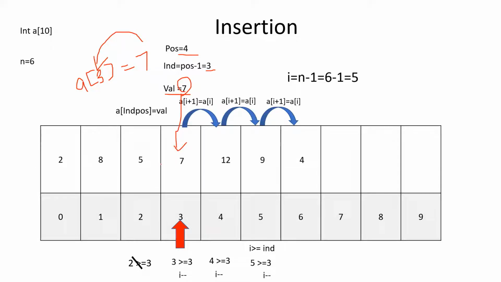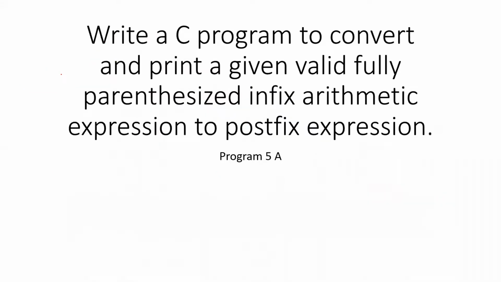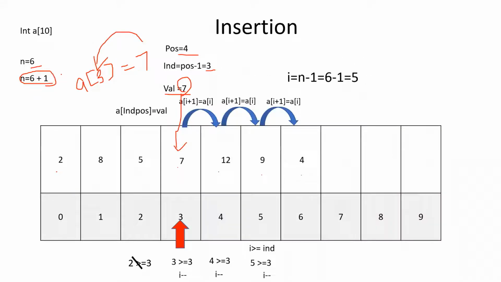Now what is the next step we have to do? We had only 6 numbers. Now count how many numbers we have: 1, 2, 3, 4, 5, 6, 7, right? So we have to increment the n value by 1. So n becomes 7 here. That will be the complete algorithm. So this you have to write, and then we will convert it into a program.